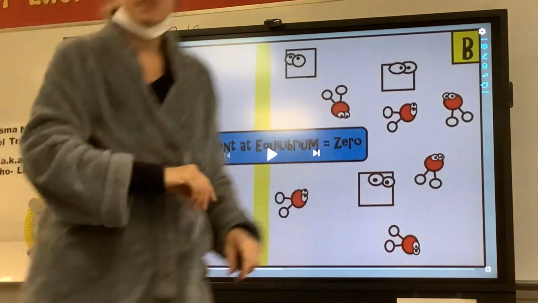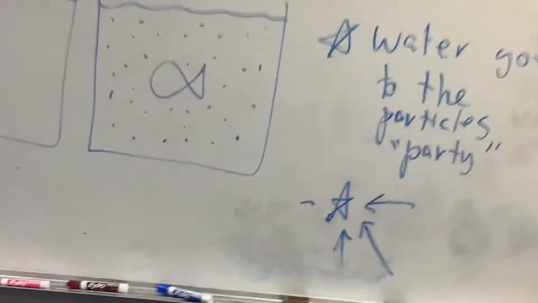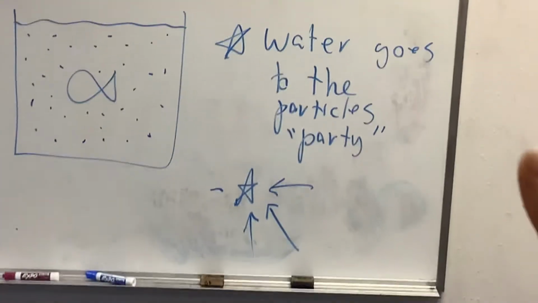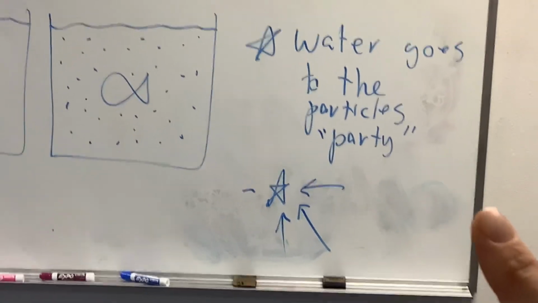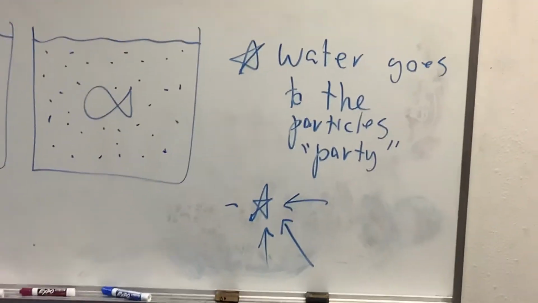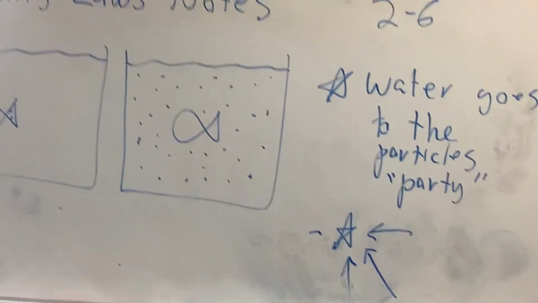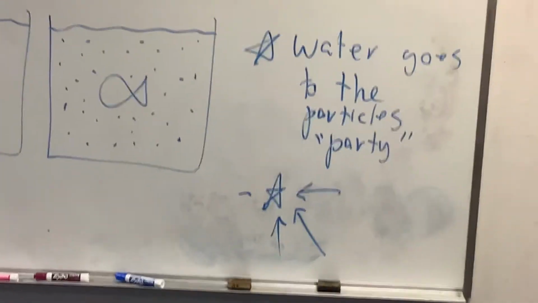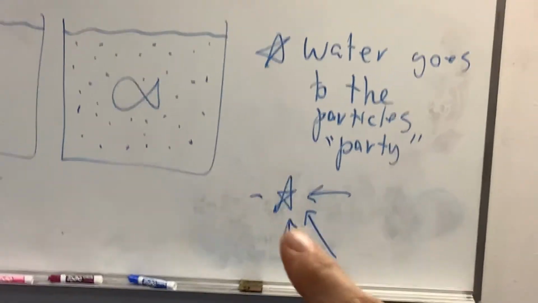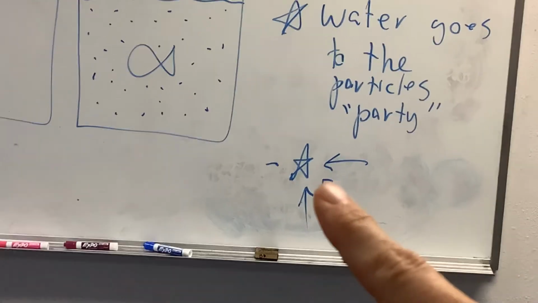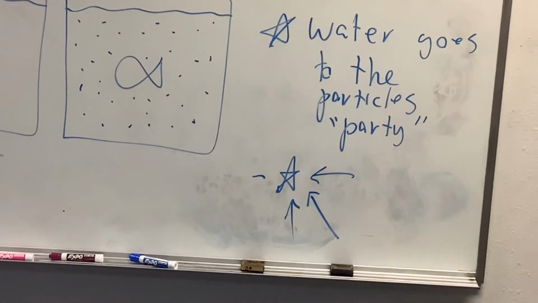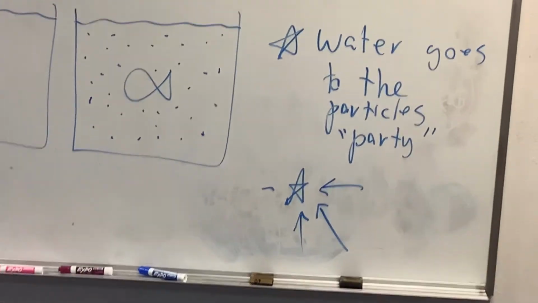Now let's give some real world examples. I'd rather draw it out here. Everybody look at the board, and I say water goes to the party. So if you're ever confused as to where the water travels, you put a star where the higher particle concentration is, and you move water there.